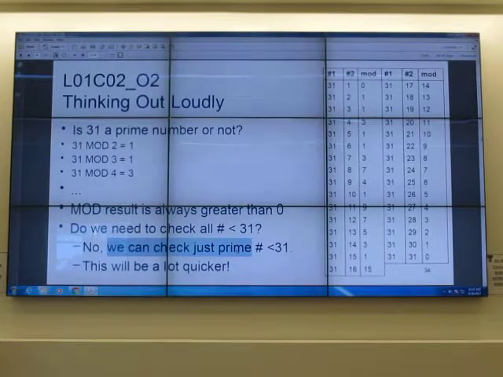If you check 2 already, you don't need to check 4. You don't need to check 6. You don't need to check 10. If you check 2 and 5 already, you don't need to check 10. This will be a lot quicker if you don't have to check everything. You just check the prime numbers below 31. Say you try to find 31 mod 10, which is equal to 1. There's no point of doing that. 10 is 2 multiplied by 5, so if you already checked 2 and 5 and the remainders are not 0, you're done.